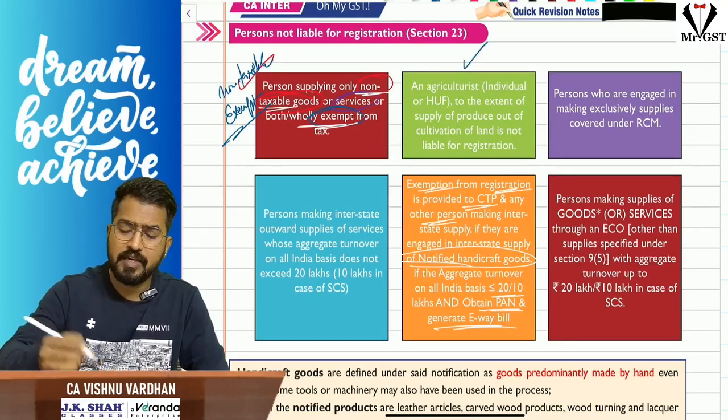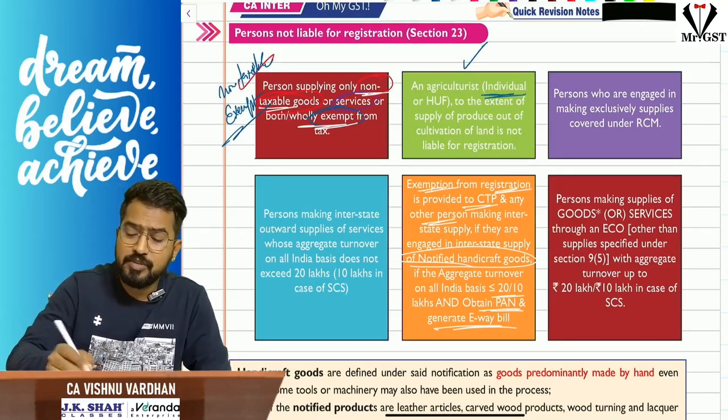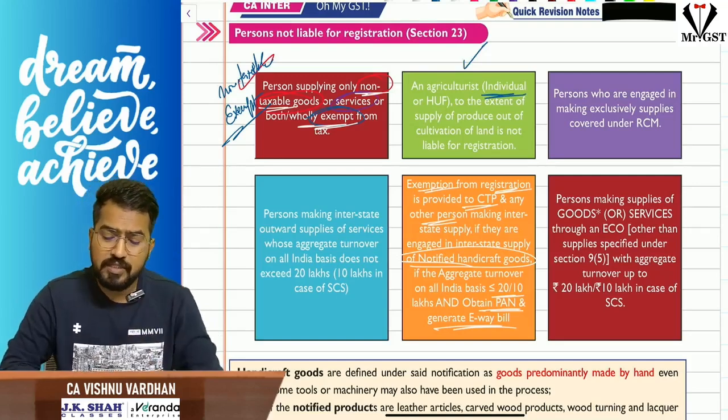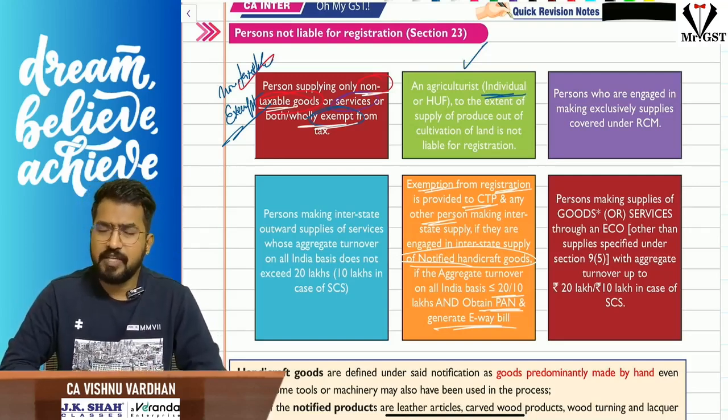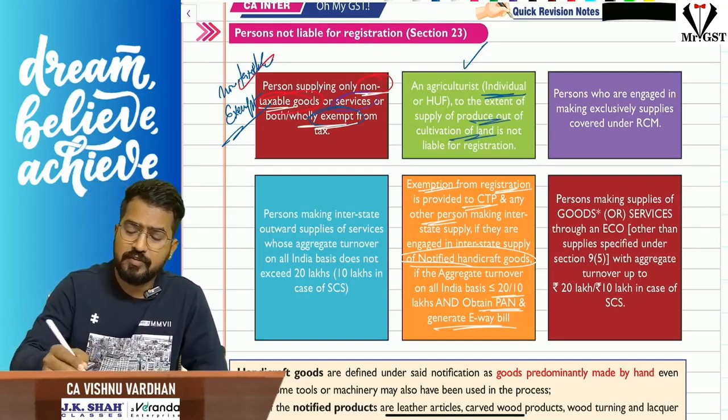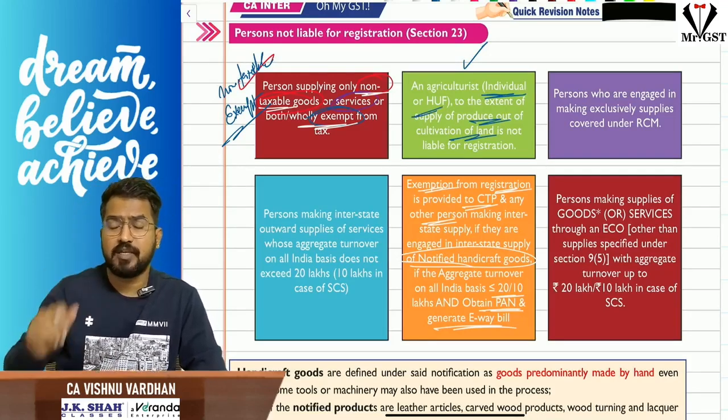Next, an agriculturist. Here agriculturist means only an individual who is supplying the things which are produced out of cultivation of land, and here only individual and HUF are covered, not agriculture companies.